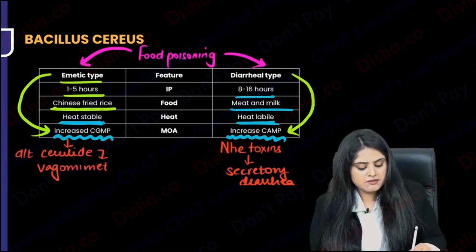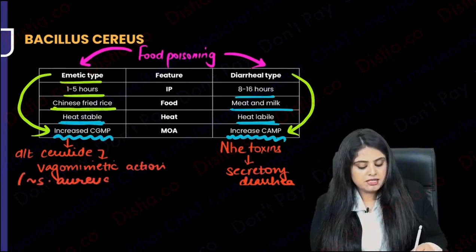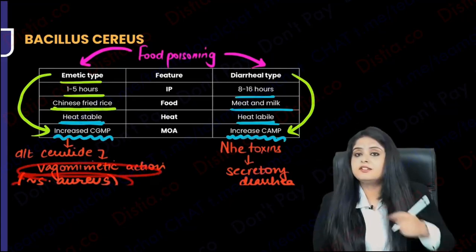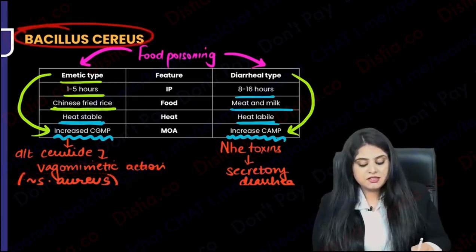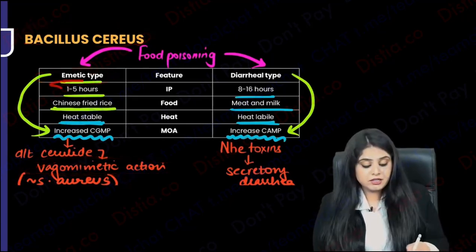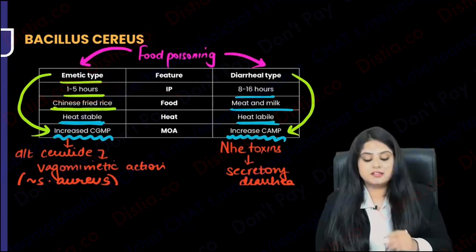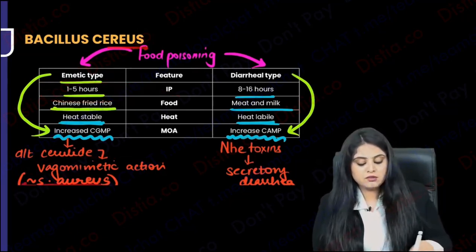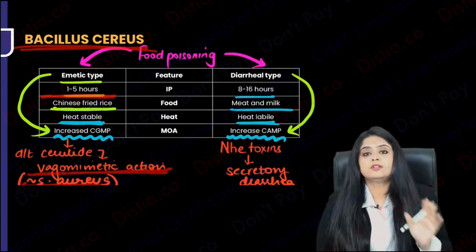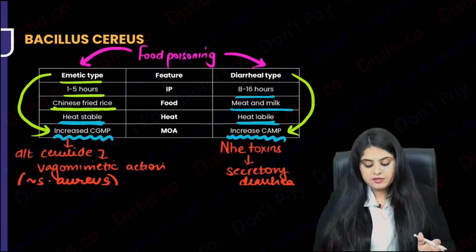Ma'am, ye wala word I have read somewhere else also. Earlier when we were doing Staphylococcus aureus, that was also having a vagomimetic action. Now I can analyze. Staph aureus also stimulates the vagus and results in vomiting. Bacillus cereus also results in vagomimetic action and results in vomiting. And that is why in dono ka incubation period is less than 6 hours. Dono mein, whether it is Staph aureus or it is Bacillus cereus, it's the vagus that is stimulated and the incubation period is less than 6 hours. I hope everyone's okay with this.